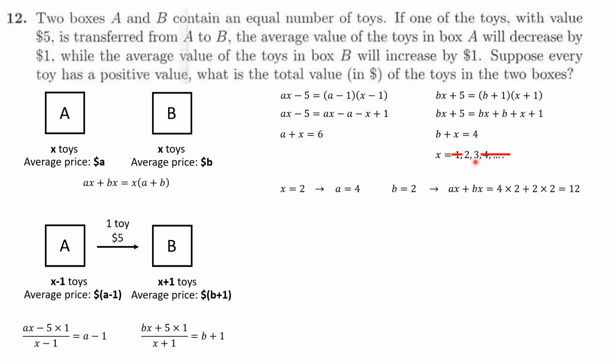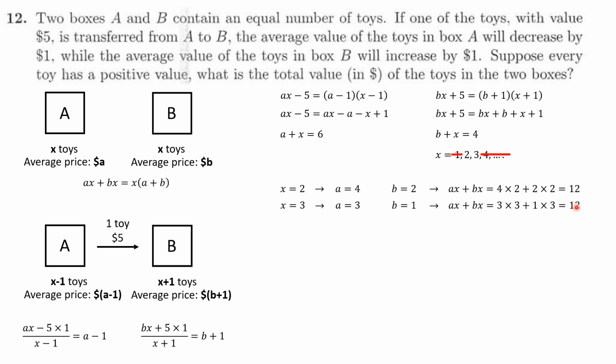But we have another option, so it seems like we may be in trouble if we get two answers. Let's plug in 3. If X is 3, A is going to be 3, because 3 plus 3 gives you 6. If X is 3, then B has to be 1. Then AX plus BX is 3 times 3 plus 1 times 3, which is 12. In this case, we also end up with $12.